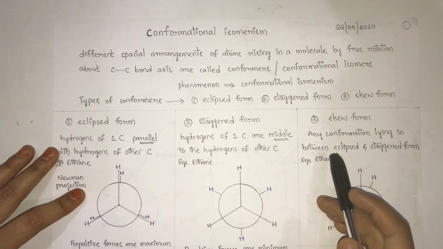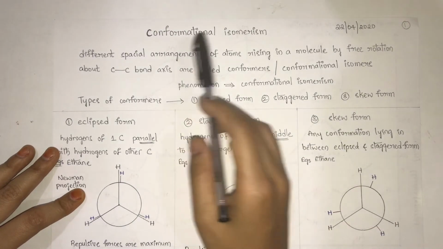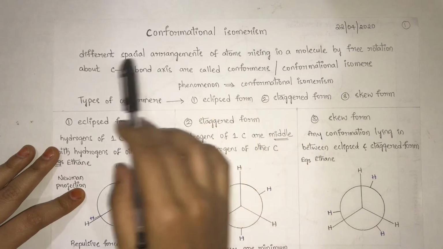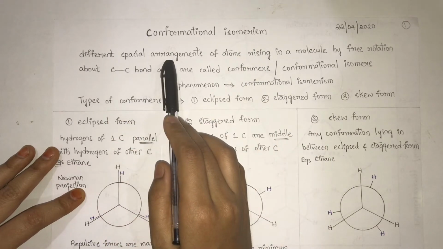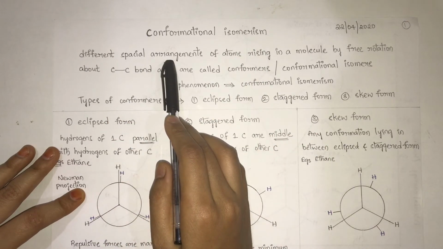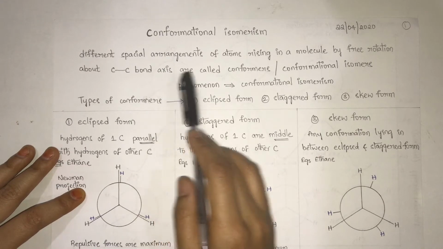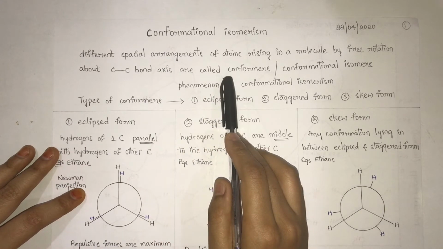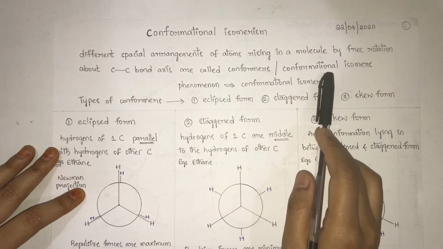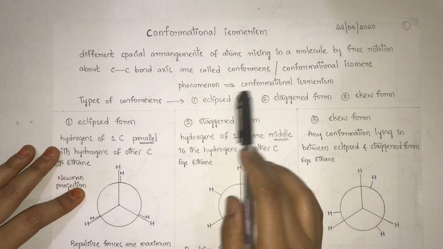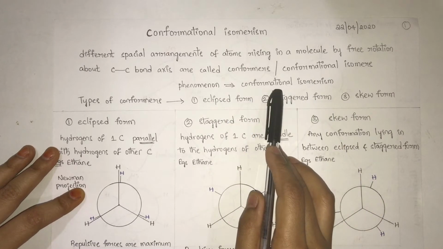Today we are going to discuss conformational isomerism. Different spatial arrangements of atoms arising in a molecule by free rotation about the C single bond C axis are called conformers or conformational isomers. That means due to the presence of a single bond between carbon and carbon, we are getting different spatial arrangements due to the free rotation of that single bond. This phenomenon is called conformational isomerism.